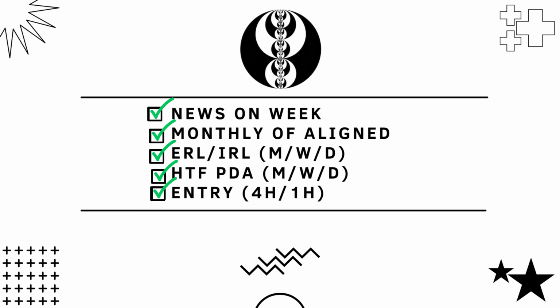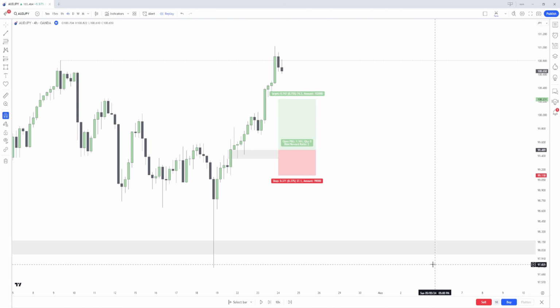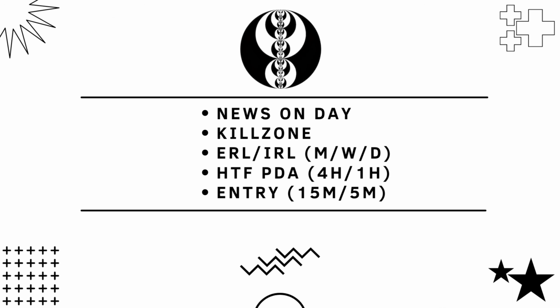Now, let me explain how, if you're a day trader, you're pretty much trading the exact same way, just using lower time frames and being a bit more keen on making sure that volatility is on your side. So going back to the day trading checklist, you need red folder news on the day. You need some sort of kill zone, either Asia, New York, or London. Then you need a very clear draw on liquidity on the monthly, weekly, or daily, and then a higher time frame PD array from the 4-hour and 1-hour, and then your entry model on the 15-minute or 5-minute.